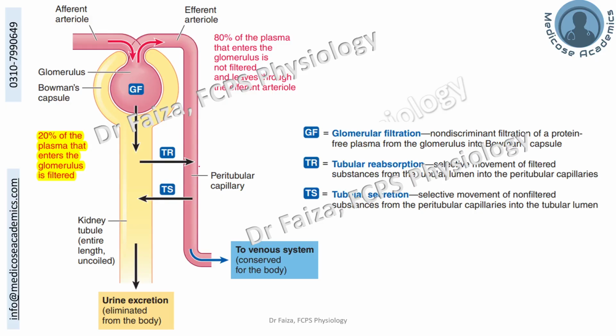This image is showing the balance between glomerular filtration, tubular reabsorption, and tubular secretion. The resultant is going to decide the level of a substance going into the urinary excretion, as we have discussed in the previous session.